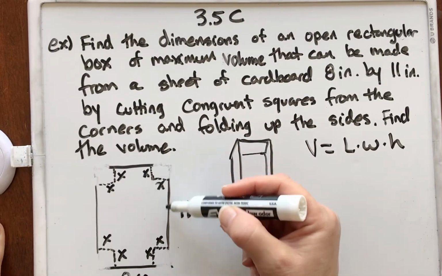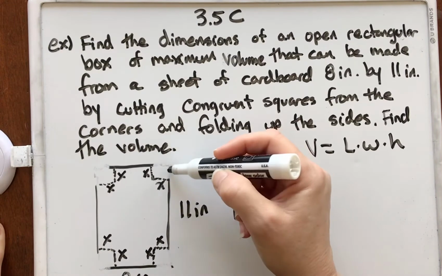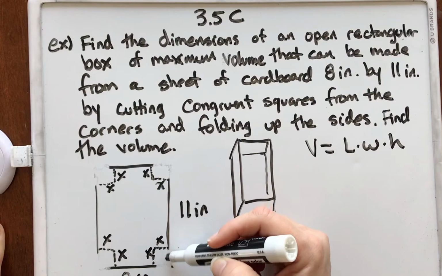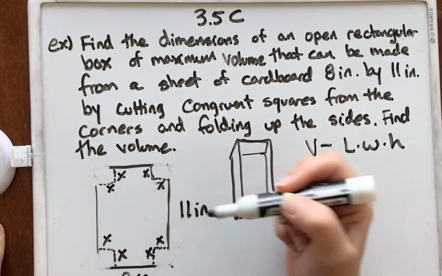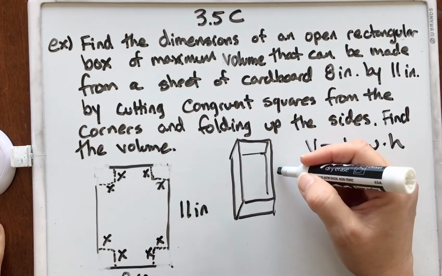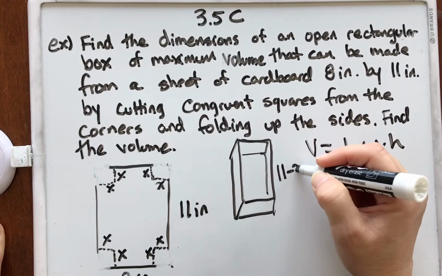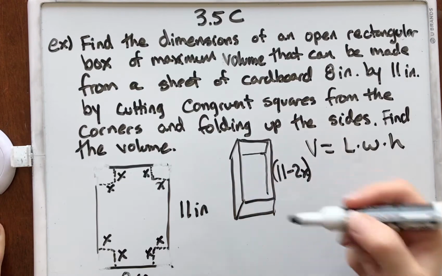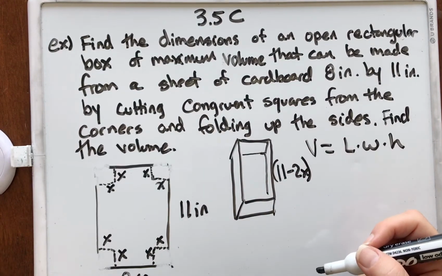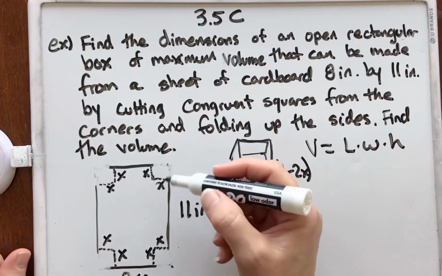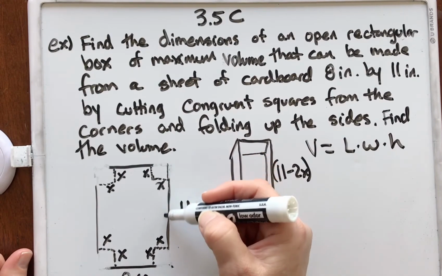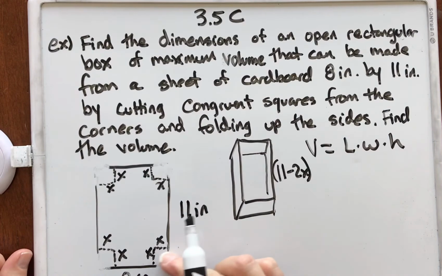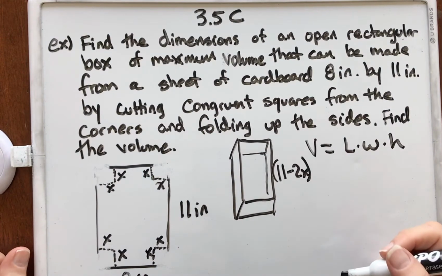Now, in order to get this piece right here, originally it was 11 inches. And what did we do? We cut out x here and we cut out x here. So this length right here is going to be 11 minus 2x. That's going to be the length of this box. 11 minus 2x. Once again, this originally was 11 inches, but we cut off this x and we cut off this x. So we took away 2x.